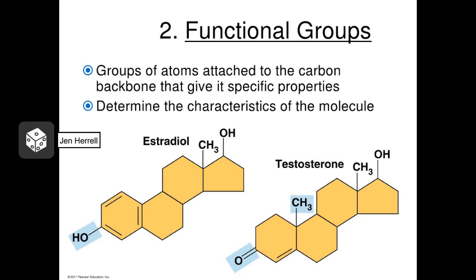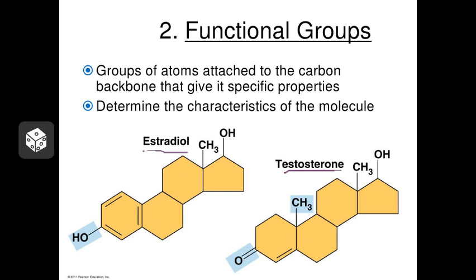Next, we're going to discuss something known as functional groups. Functional groups are small molecules that we typically find attached to larger molecules, such as a carbon backbone. Each functional group has certain characteristics and properties, and when they are attached to a larger molecule, they lend that larger molecule their properties, so they can affect how it behaves. Here's a great example. Here we have estrogen and testosterone. These are two chemicals I am sure you've heard of before.